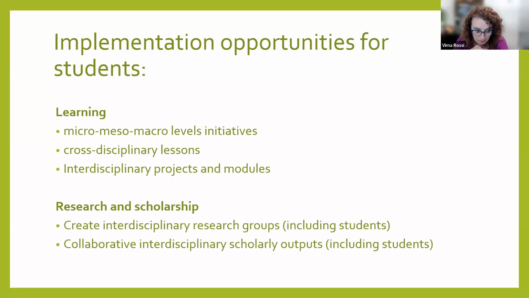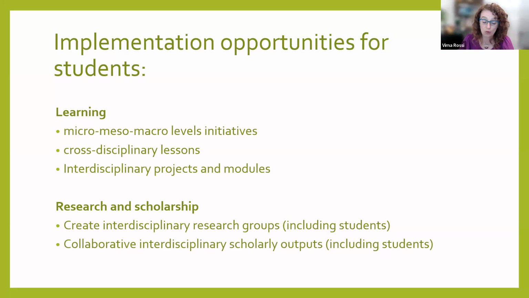But there are also opportunities in terms of research and scholarship. Maybe you hadn't thought about that. How about creating interdisciplinary research groups that include students, or maybe even just our students? And aiming for collaborative interdisciplinary scholarly outputs, which of course would include students. In other words, if there is a research project, instead of taking 2 or 3 students just from the same discipline, because it seems obvious, well, why not take students from different disciplines? You might be amazed what comes out of that.